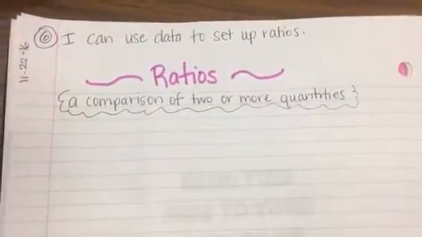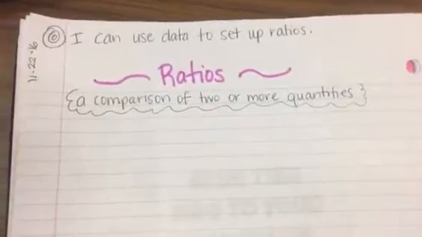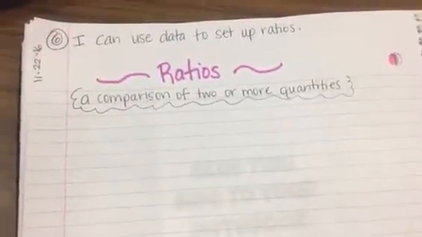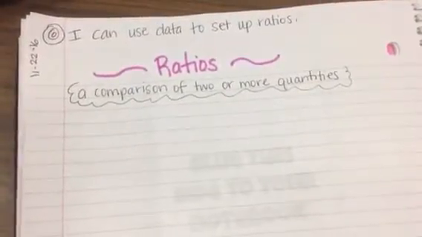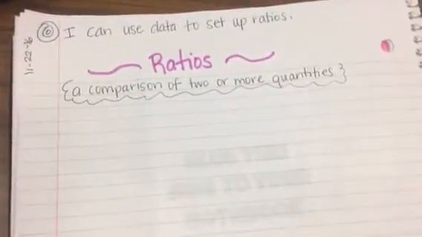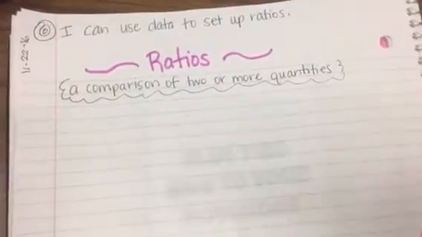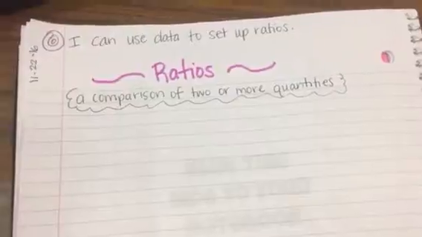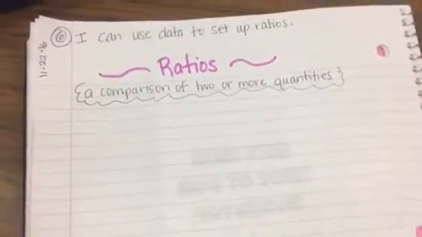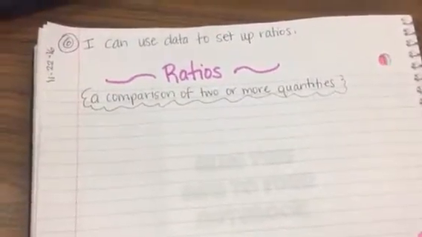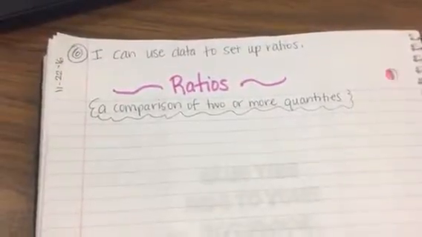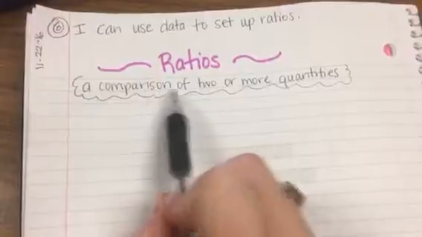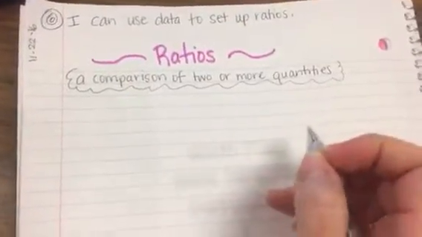I can use ratios when I describe things like the number of boys versus the number of girls in my class. I can use ratios when I describe the number of wins that a ball team has versus the number of losses. I can even use ratios to describe the number of red shirts that I have in my drawer versus the number of blue shirts. So all of these are comparisons, meaning you compare two or more quantities.